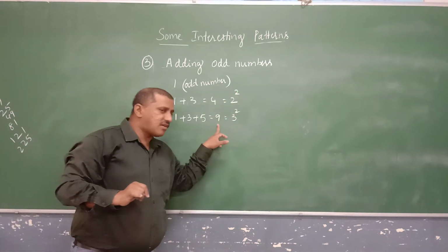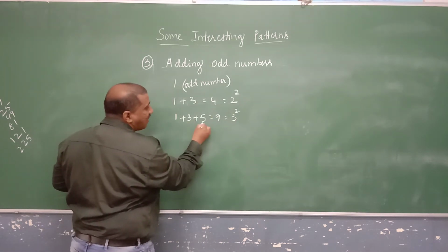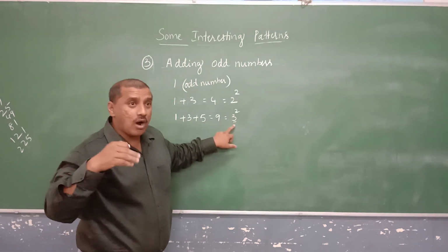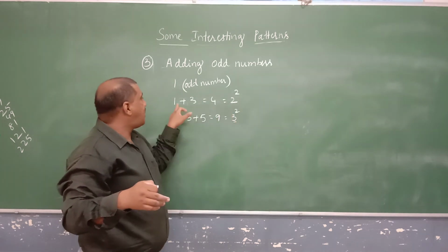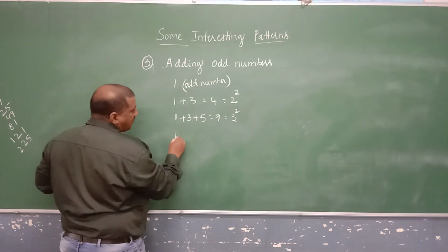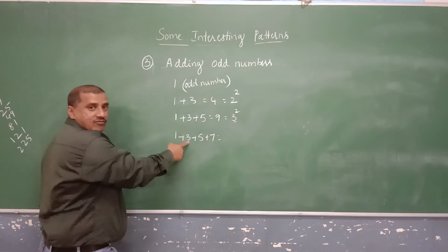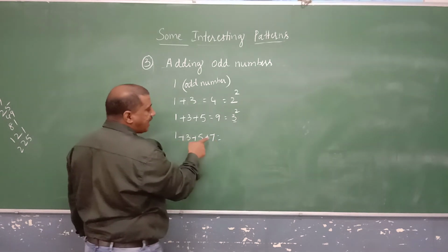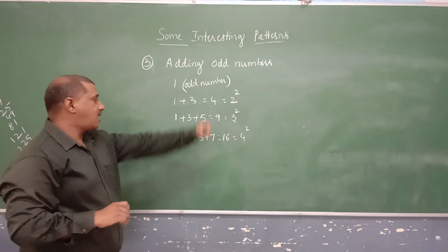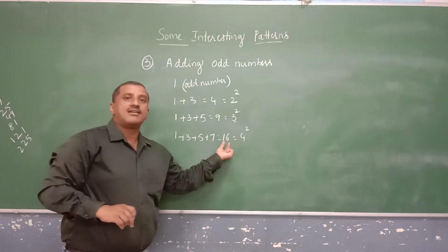Is 9 a perfect square number or not? That is 3 square. How many odd numbers have we added here? 3 odd numbers. And this 3 represents the number of consecutive odd numbers added, just as the 2 did before. Next, 1 plus 3 plus 5 plus 7. That is 1 plus 3, 4, 4 plus 5, 9, 9 plus 7, 16. 16 is equal to 4 square. So 4 odd numbers are added and the sum is a perfect square, 16.